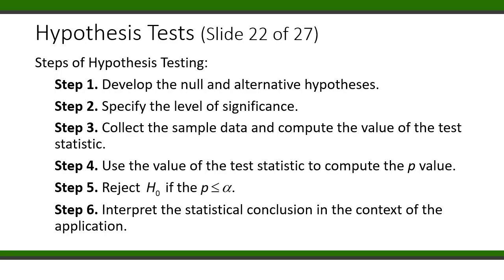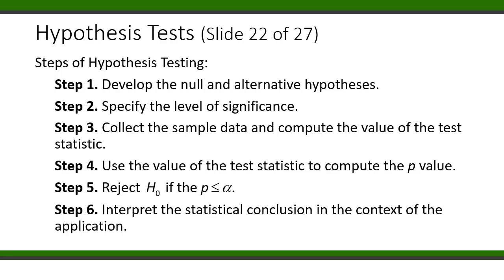So just in review of hypothesis testing, the steps that you want to go through: you want to develop your null and alternative hypothesis. Typically, you want to prove your alternative hypothesis, so you need to state the null in such a way that it can be rejected if that's what you find.